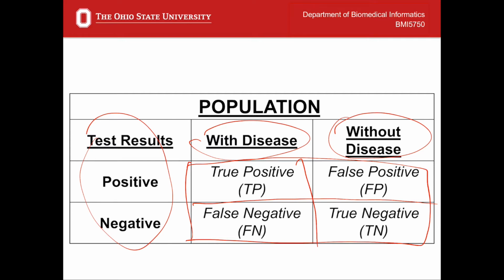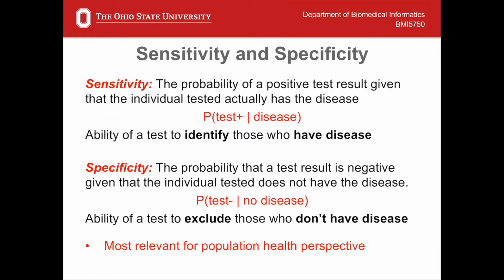So using these TP, FP, FN, and TN values, we can calculate several statistics: sensitivity and specificity. Sensitivity is the probability of a positive test result given that the individual tested actually has the disease. Sensitivity measures the ability of the test to identify those who have disease. On the other hand, specificity is the probability that a test result is negative given that the individual tested does not have the disease. Specificity measures the ability of a test to exclude those who don't have disease.